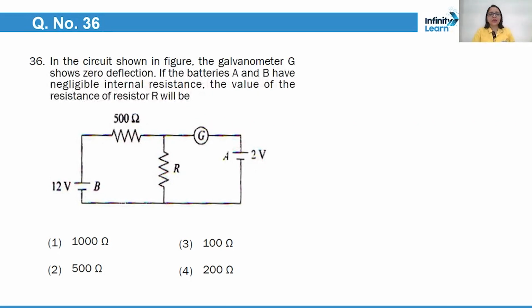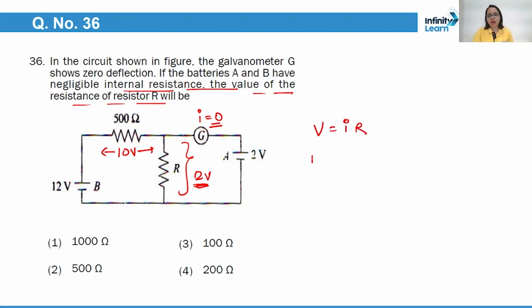Question number 36. In the circuit shown in the figure, the galvanometer G shows no deflection. That means current in this branch is 0. If the batteries A and B have negligible internal resistance, the value of the resistance R is. If I is 0 in this branch, that means the potential difference across this R should be 2 volts. So if out of 12 volts, 2 volt is here, then 10 volt will be here. So current through 500 ohm will be, V equals I into R, so I is V upon R, that is 10 upon 500, which is 1 by 50 ampere.